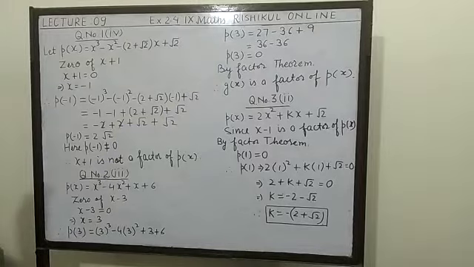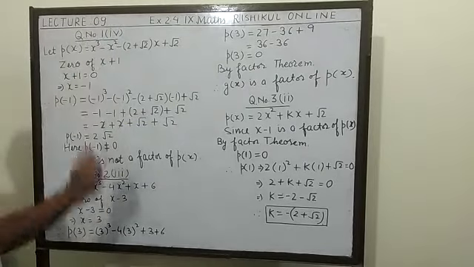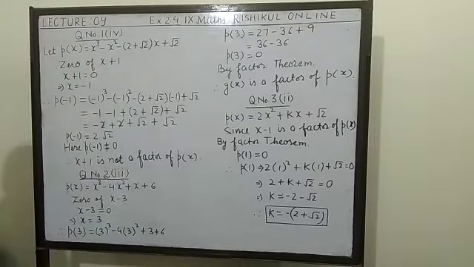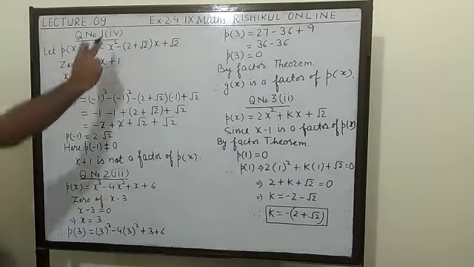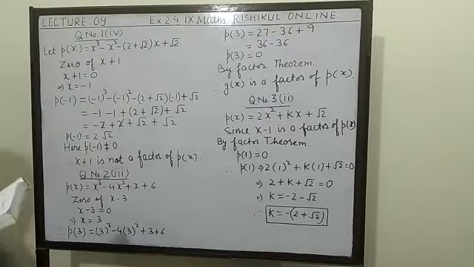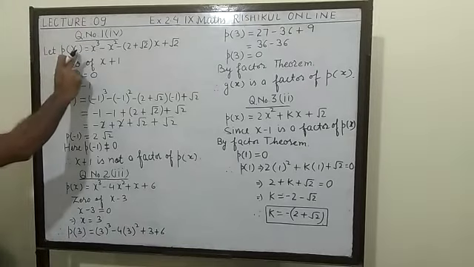Good morning, students. In lecture number 5, today I will discuss exercise 2.4, question number 1, part 4. The question is, determine which of the following polynomials has x plus 1 as a factor. In the fourth part, this is your dividend.